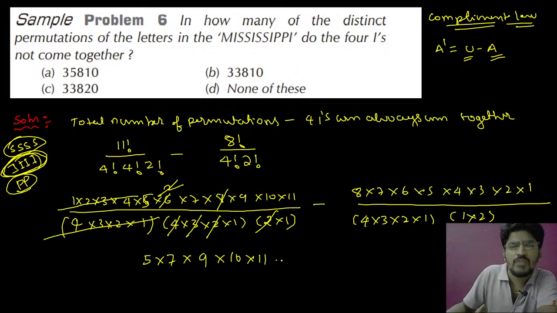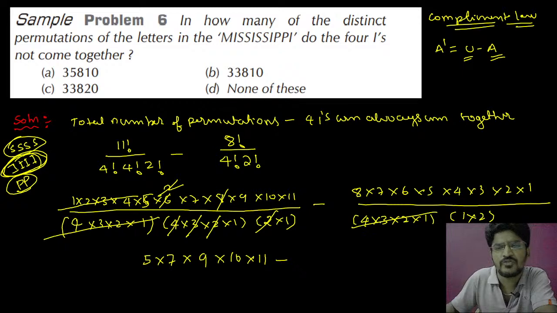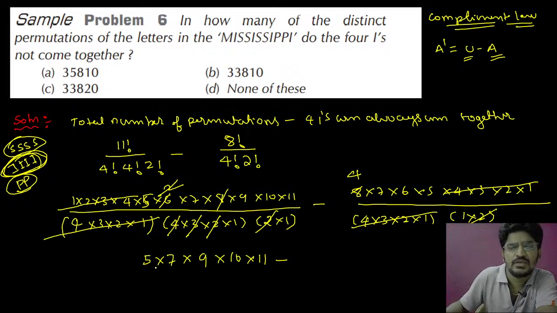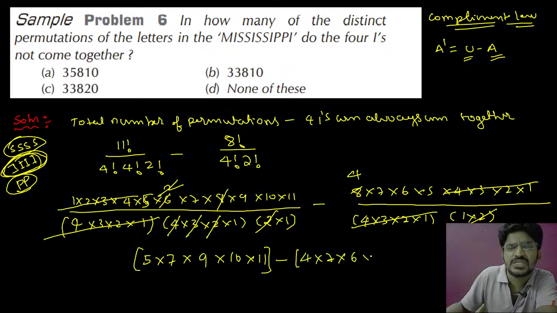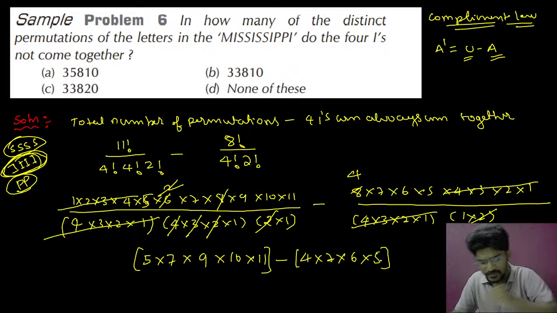Okay. Minus here again 4 factorial. 4 factorial you can cancel. 2 into 1, 2 into 4 you can cancel. So this is the first box and our second box is 4 into 7 into 6 into 5. So we have to simplify this.